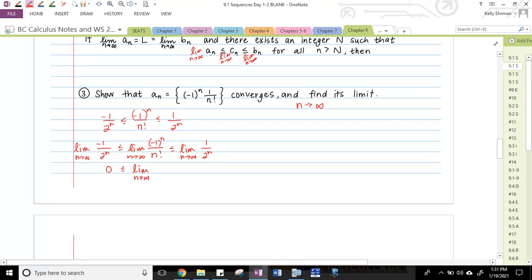So by the squeeze theorem, my limit at infinity has to equal 0 as well. It has to be between 0 and 0. All right, so therefore, the limit as n approaches infinity of, I'm just going to write a sub n, is equal to 0 as well. That's just by that squeeze theorem.